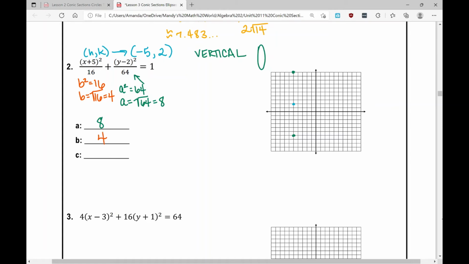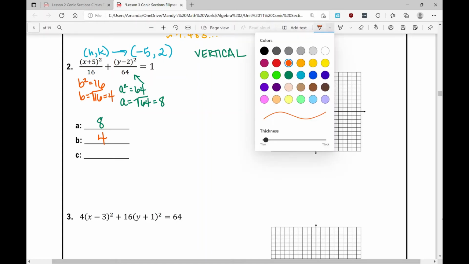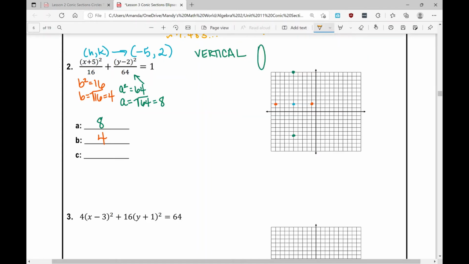So the value of B is 4. So from the center, I'm going to go 1, 2, 3, 4 units out on each side. And those are the vertices and the co-vertices of this ellipse. And we can connect those endpoints.